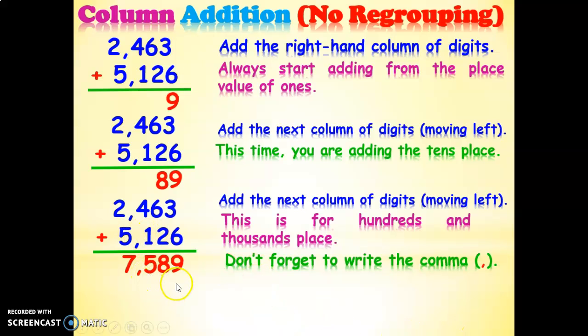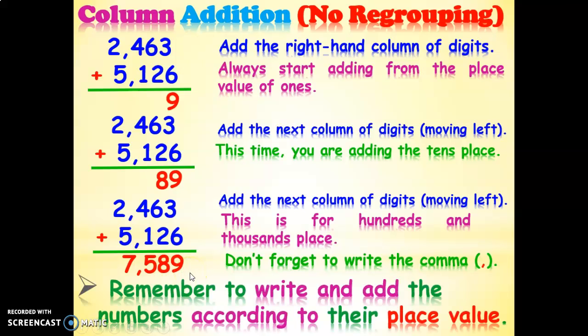Remember that to write the comma, you have to count 3 digits. Or you have to count from the place value of ones, tens, hundreds, comma, and then the number for thousands place. So our final answer for this example is 7,589. Remember to write and add the numbers according to their place value. Again, always start from the place value of ones, move to the place value of tens, and then place value of hundreds, and then finally the place value of thousands.